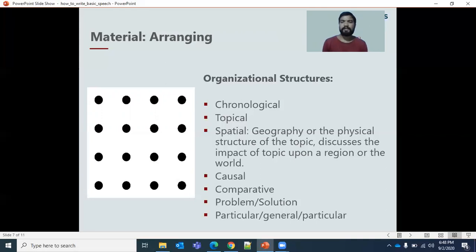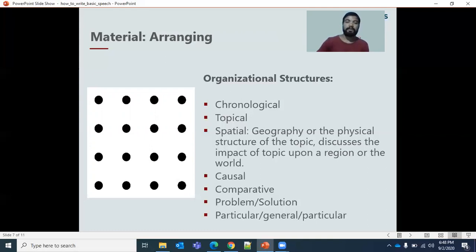So suppose we are talking about some geographical or physical structure of anything, which is difficult for me, so I have written the definition of that. Discuss the impact of a topic upon a region of the world. So if you are talking about Germany or Japan, Hiroshima and Nagasaki, how it happened, these types of things come in this category, spatial.